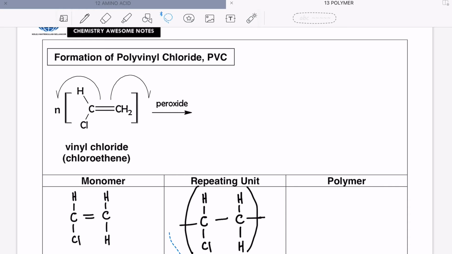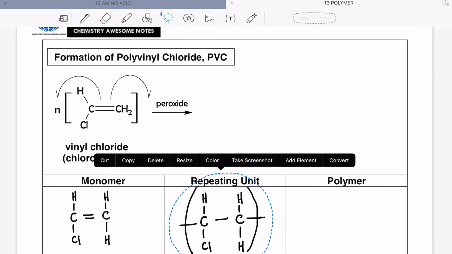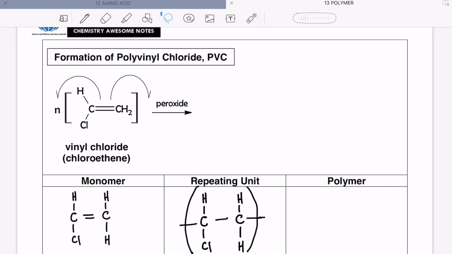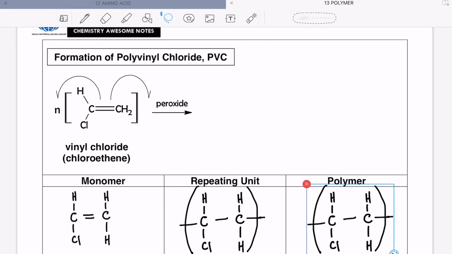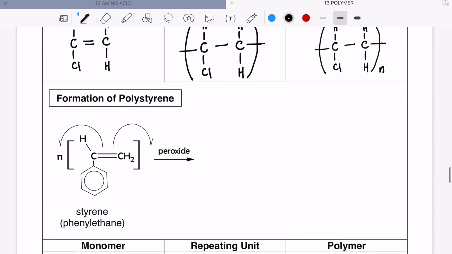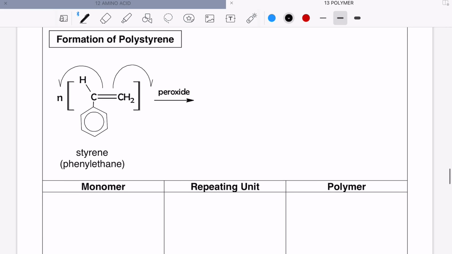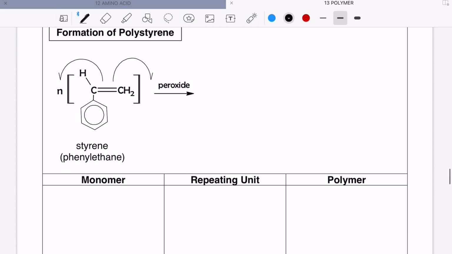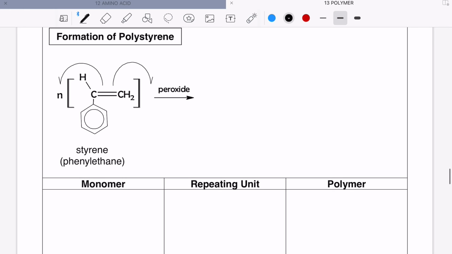So what is your polymer? Okay, so this will be your polymer. Again, don't forget to put n, which means the repeating unit is numerous, very many, so it's going to form polymer. How about this one, polyester? Maybe you can try first. You can pause the video and take a look at it.